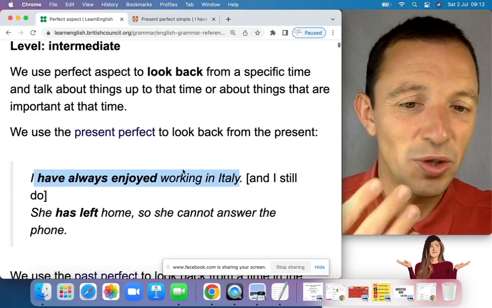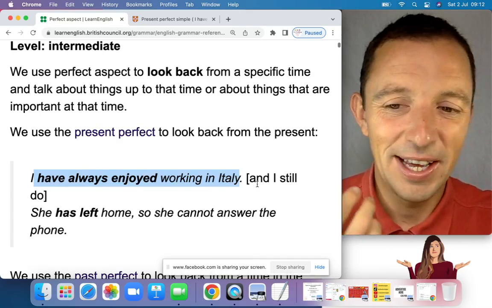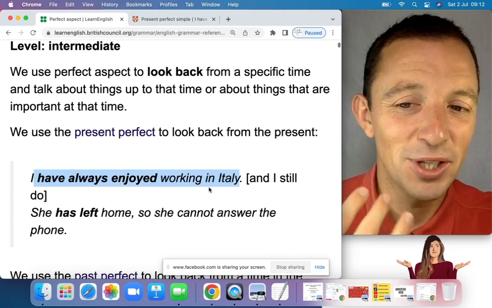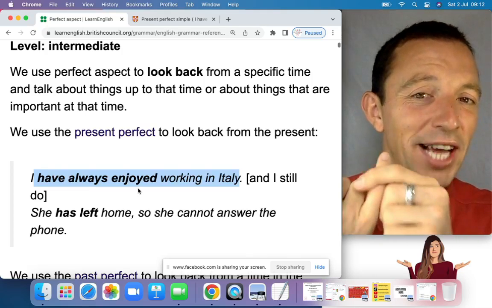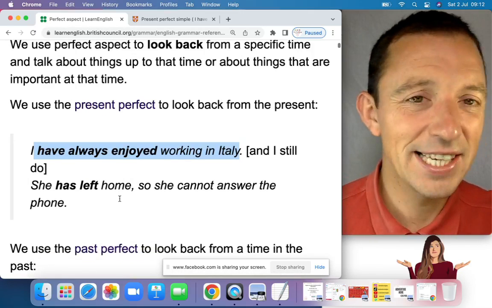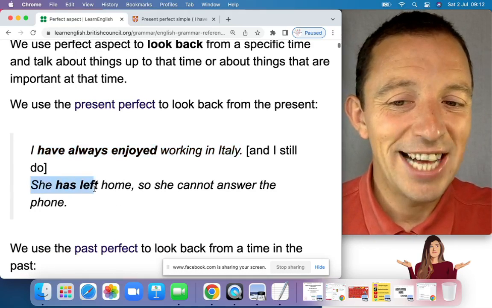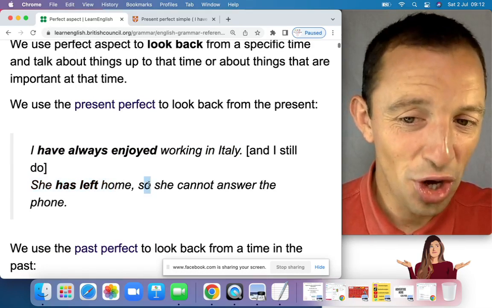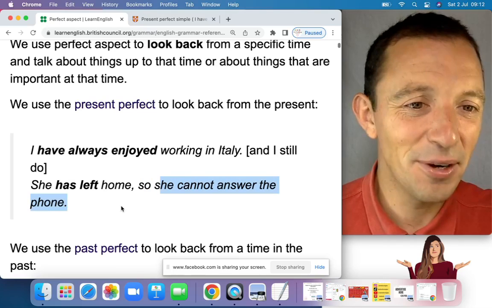Okay, so you continue and you still work in Italy. So that's the present perfect. Auxiliary have plus the participle. I have enjoyed. Next example. She has left home, so she cannot answer the phone.